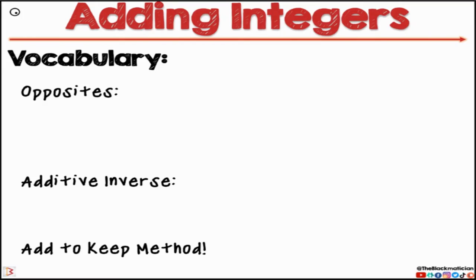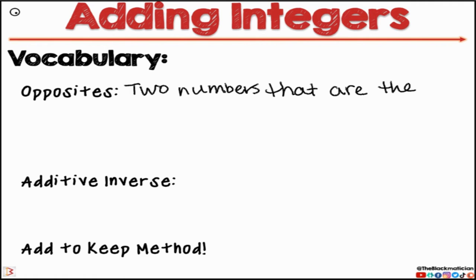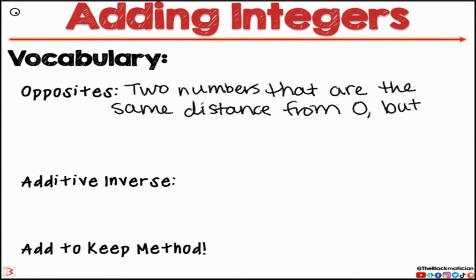That's me. So as always, we have to start with the vocabulary. This time there are 2 vocabulary words, but then I'm also going to teach you a trick on how to add integers. Our first word is opposites. Opposites are when you have 2 numbers that are the same distance from 0, but on opposite sides of the number line.